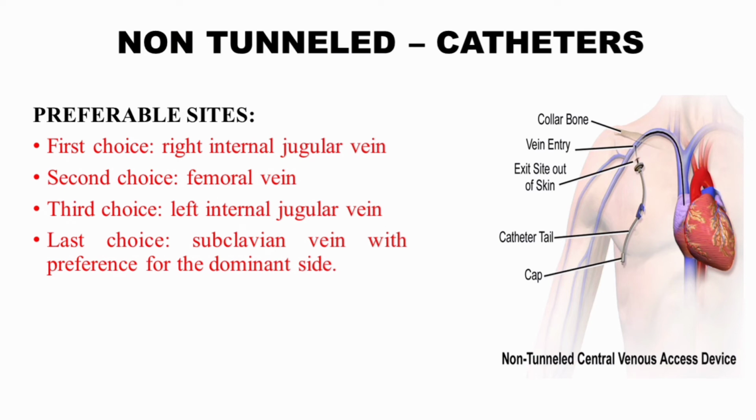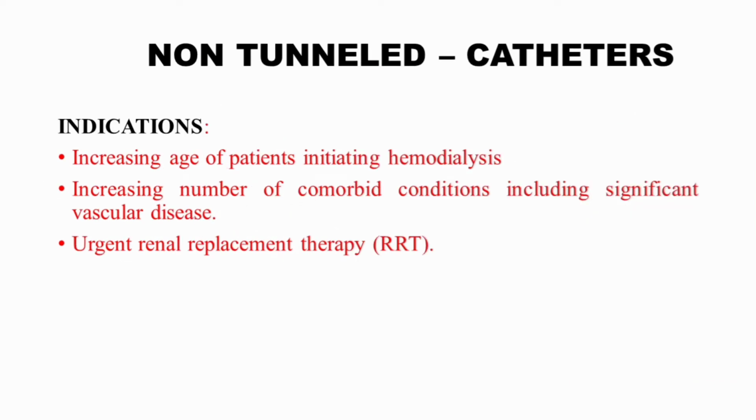Coming to the non-tunneled catheters, we have four choices of preferable sites. The first choice is right internal jugular vein, and the second choice is femoral vein. Third choice is left internal jugular vein, and the last choice is subclavian vein, with preference for the dominant site. Coming to the indications of non-tunneled catheters: increasing age of patient initiating hemodialysis, increasing number of comorbid conditions including significant vascular disease, and adjunct renal replacement therapy.